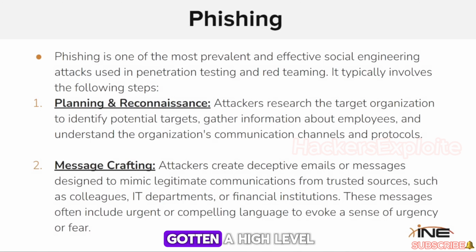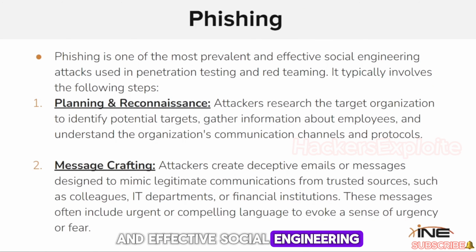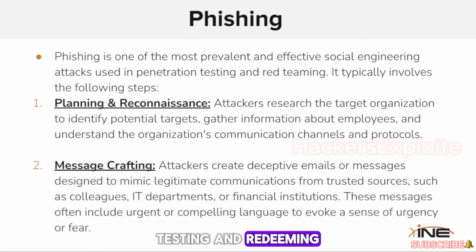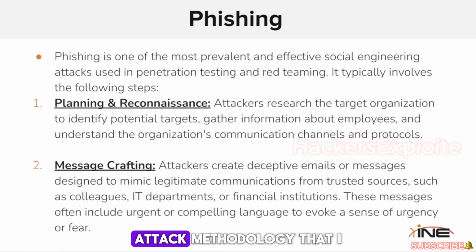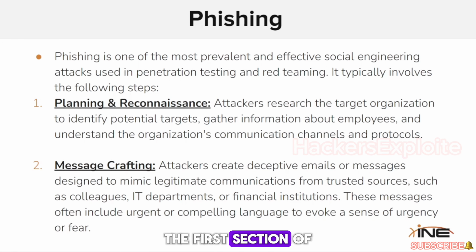So now that we've gotten a high-level overview of the various types of social engineering attacks or techniques, it's time to turn our attention to the ones we'll be focusing on, namely phishing. So phishing, as I've already defined it, can be thought of as one of the most prevalent and effective social engineering attacks used in penetration testing and red teaming. And it typically involves the following steps, which you'll actually see an overlap with the client-side attack methodology that I outlined in the first section of this course.